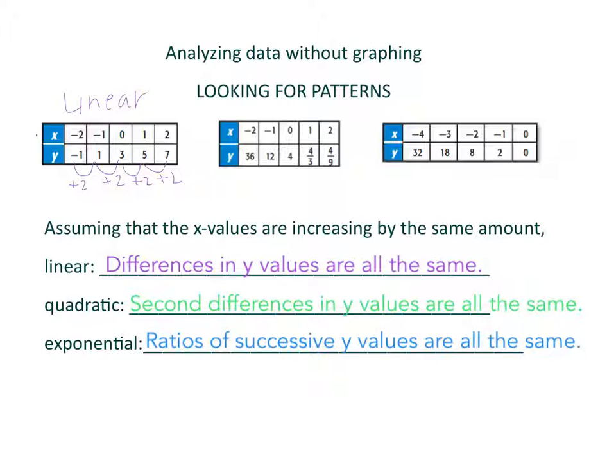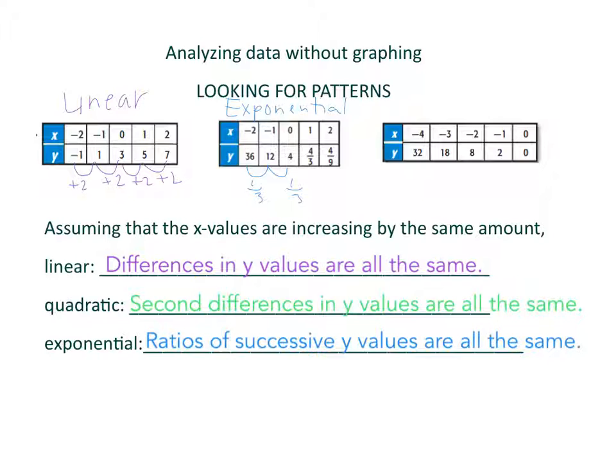But with exponentials, we want to figure out ratios of successive y values here. And so instead of saying dividing by 3, I want to say multiplying by 1/3. Multiplying by 1/3 each time. So I can tell that this function would be exponential, which then leaves perhaps a third table to be quadratic, but let's make sure that it will be quadratic.